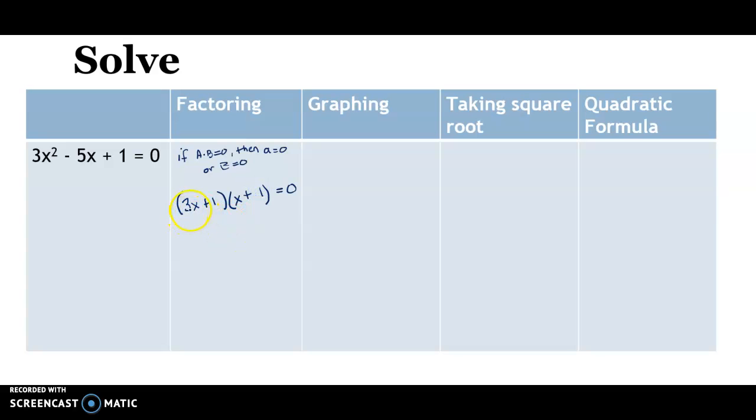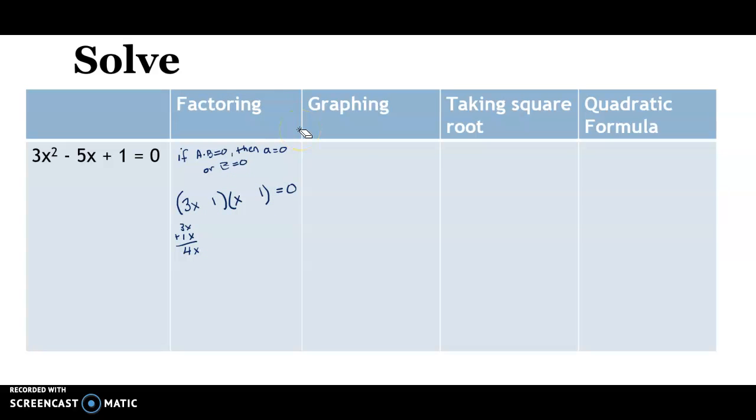And then we check. So we check our outside terms, so 3x times 1 is 3x. And we check our inside terms, and 1 times x is 1x. And they add up to 4x, which is definitely not negative 5. So going back, we can try again.